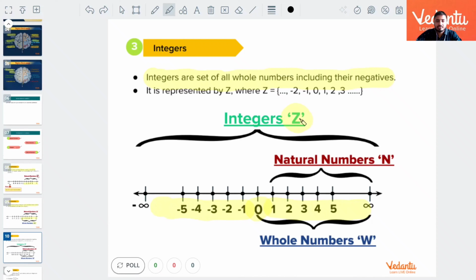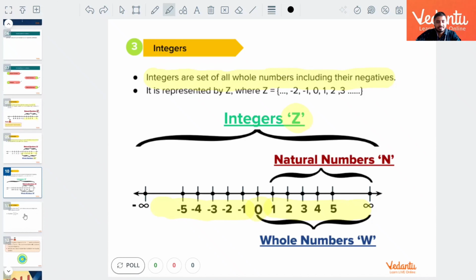Clear to each and everyone? Say clear. Very good, fine. Anybody having any doubt? Excellent. Good job, Vaibhavi, good job.